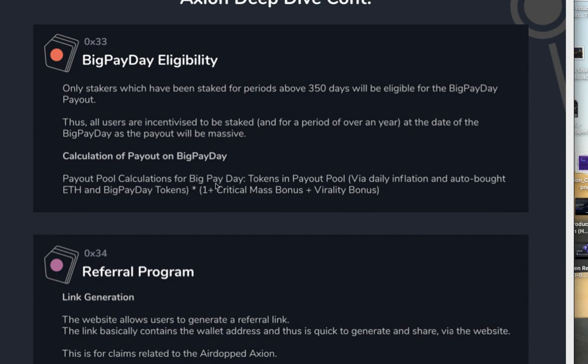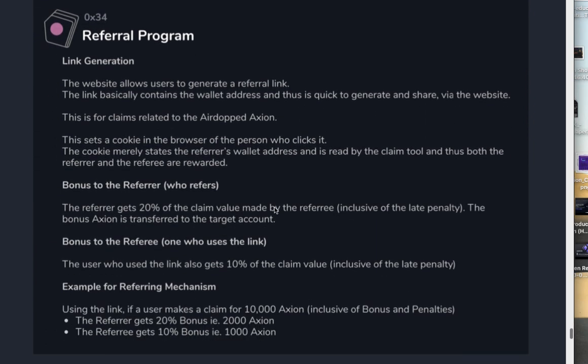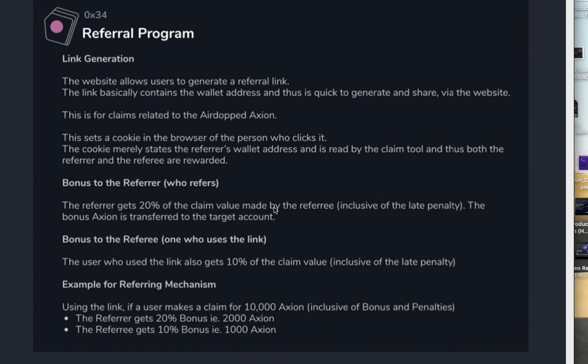Calculation of payout on big payday. Payout pool calculations for big payday: tokens in the payout pool, right? Via the daily inflation and auto-bought ETH and big payday tokens, times 1 plus the critical mass bonus plus virality bonus. Referral program. So if you want to promote Axion, then do so.